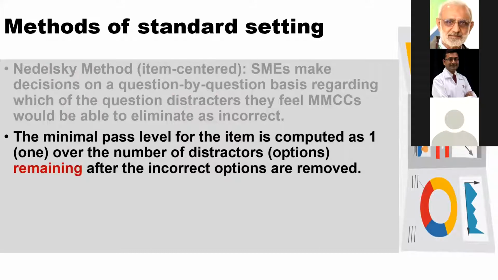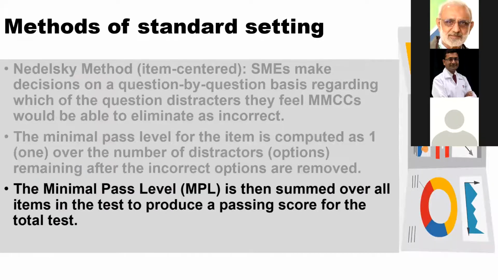The minimal pass level for the item is computed as 1 divided by the number of options remaining after the incorrect options are removed. The minimal pass level is then summed over all the items in the test to produce a passing score for the total test.